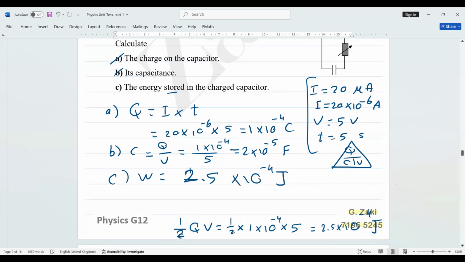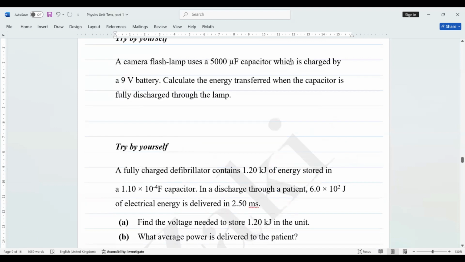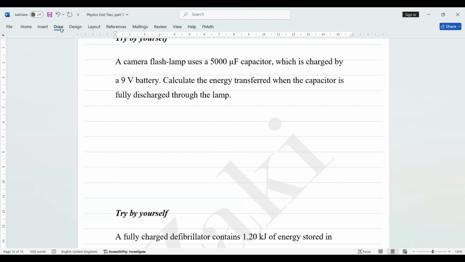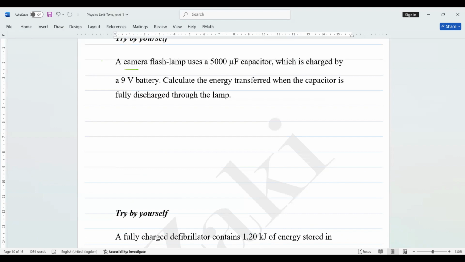Okay, now try to solve this question, please. First of all, we write the given here. A camera flash lamp uses 5,000 microfarad, so this is the capacitance. 5,000 microfarad to farad, 10 power negative 6 to be in farad, which is charged by 9 volt. Then the voltage here is 9 volt. Calculate the energy when the capacitor is fully charged.